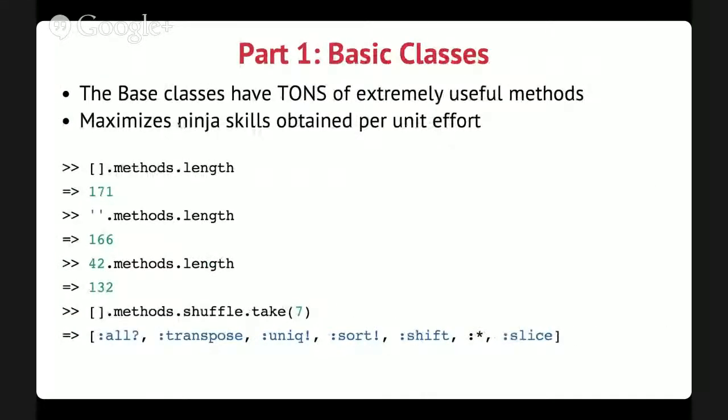So let's start with some basic classes. Unlike some other languages, the basic classes in Ruby are really souped up with all sorts of methods. You can see just some counts here. Array 171 methods, string 166, and this is without any added libraries. And just using some of these fancy methods, just to take a random sample of some of the methods in the array, we can see some of the interesting things Ruby has to offer.